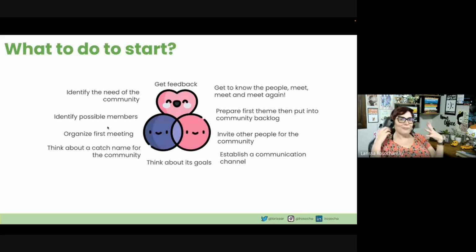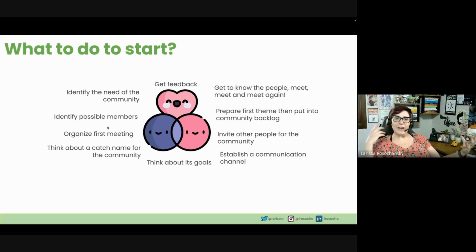So, how do I start to build a chapter? First of all, it's really important. Identify the needs of the community. You don't start a chapter because it's fun, or because you just want to. You start a chapter because the community needs something, because the community is missing something. So first of all, identify the needs of the community. What are the pain points? What does the community need?